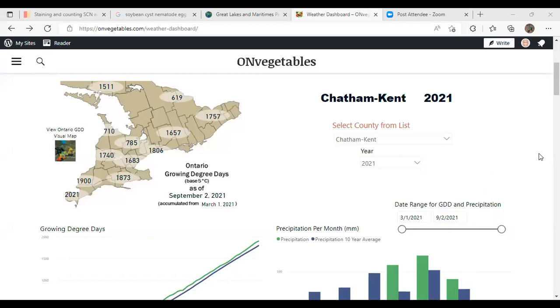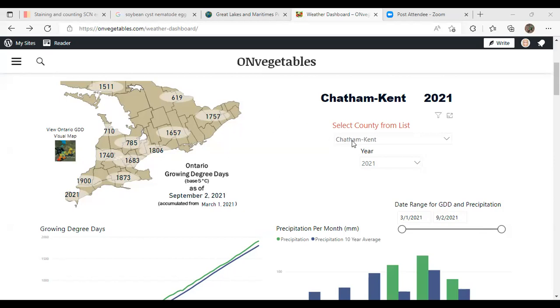Okay, so this is the onvegetables.com website, and we have the weather dashboard on there. Once you're on the dashboard, it shows you a map of the cumulative growing degree days, which I was just talking about. That map is at a base 5, which we use for a number of different vegetable crops. So you don't want to use this one for corn borer.